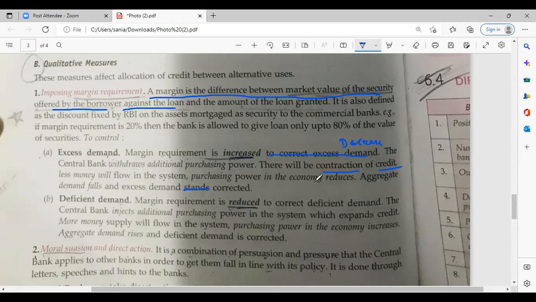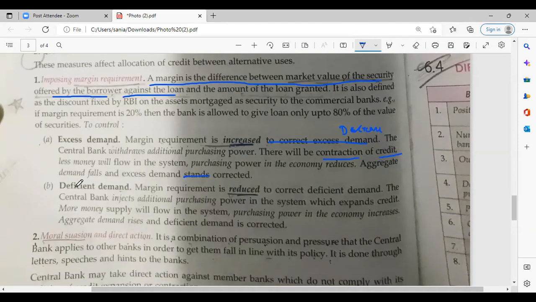What will happen? Purchasing power will be reduced. Earlier, you were demanding 8 items because you had 800 rupees, but now you are only demanding 4 items. Why? Because you have 400 rupees with you. Your purchasing power reduces. Earlier, aggregate demand was high at that time. But now, after increasing this marginal requirement, aggregate demand falls and your excess demand falls. Earlier you were demanding excessively, but now I took your purchasing power.